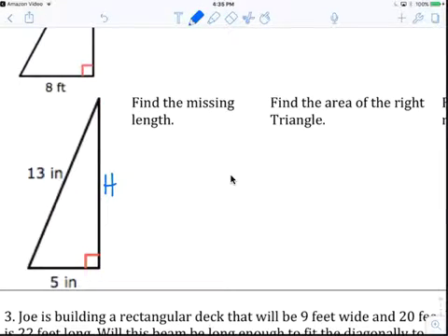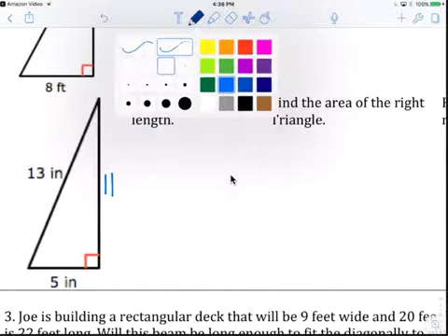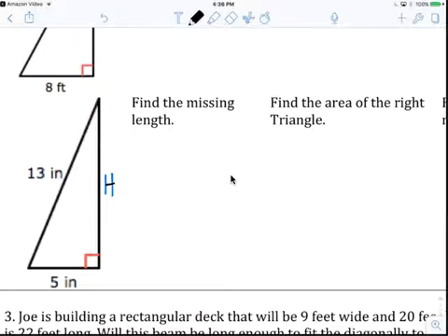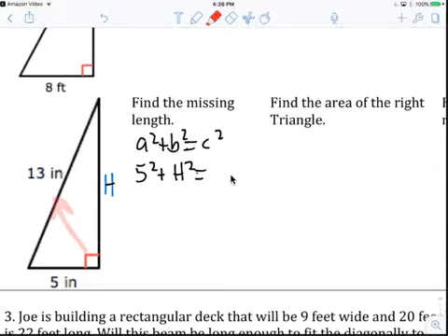You would do A squared, let's change the color, A squared plus B squared equals C squared. Okay, A squared is 5 squared plus B squared, which is H squared, equals C squared. C is always the one diagonal, like that, 13 squared.